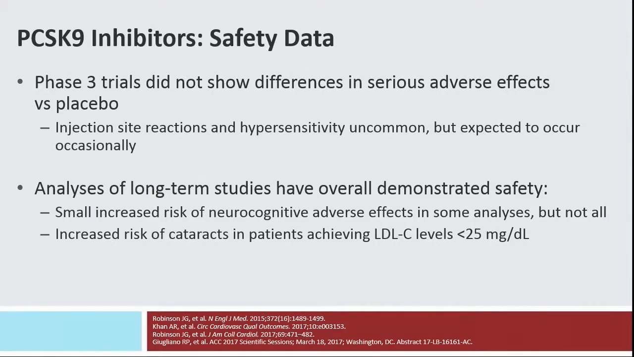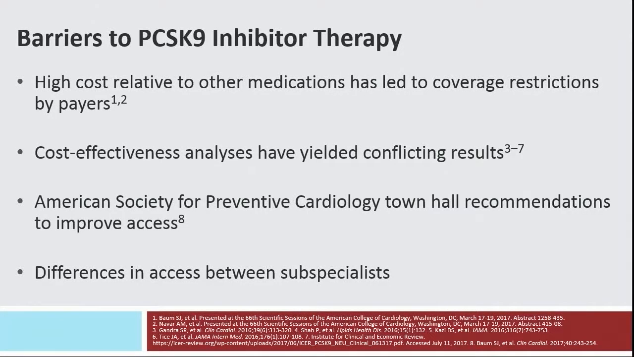A question about neurocognitive function abnormalities with low LDL does not appear to be the case with Ebbinghaus as a subgroup analysis of the Fourier. There's still a question about cataracts from low LDL, but that needs to be determined longer term. So I think we do have reasonable safety data on these drugs, but we hope to get more to make you feel more comfortable. Probably the most challenge with these is barriers to access.